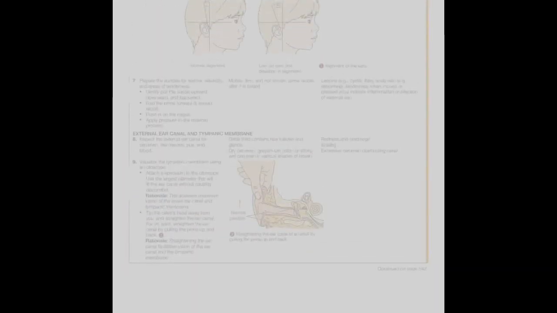10 degrees. Normal alignment. Low set ears and deviation in alignment of the ears. Normal position. Straightening the ear canal of an adult by pulling the pinna up and back.